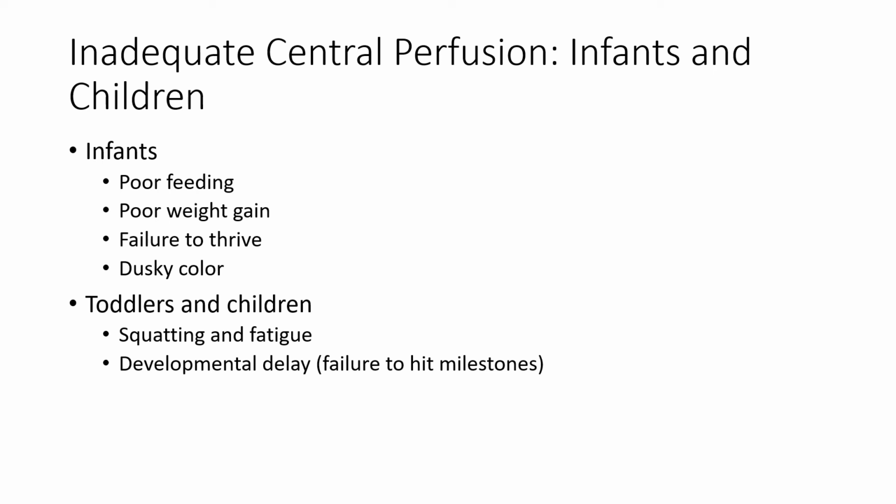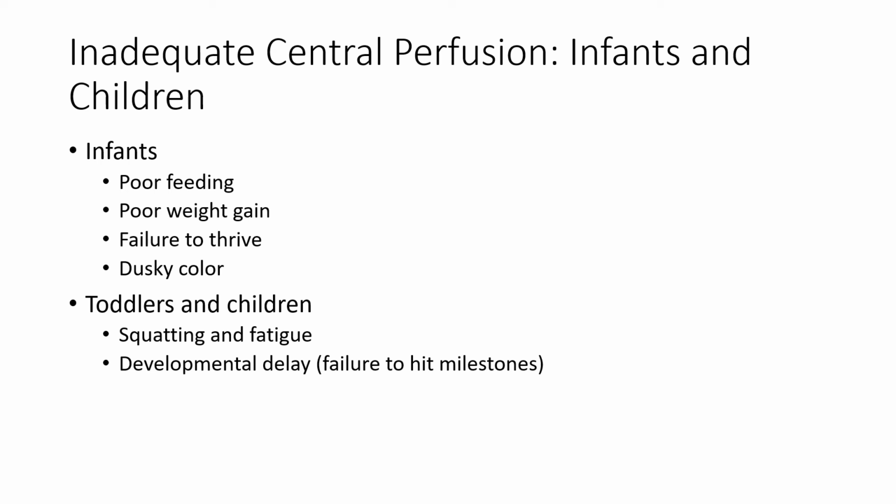So inadequate central perfusion affects all age groups. For infants and children, they can have poor feeding, poor weight gain, a failure to thrive, and a dusky or cyanotic color. Dusky is kind of a purplish pink color, and all of these things are typically related to their inability to suck and dyspnea. Most of the time kids have congenital heart defects, which cause central perfusion issues, and they just don't have enough energy to actually take nutrition in.